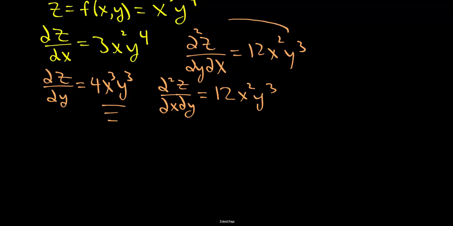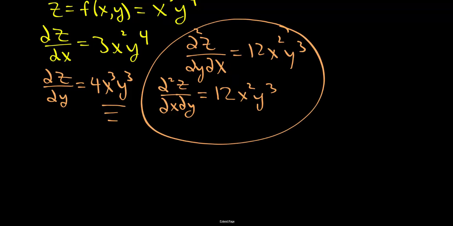Now, you'll notice that these two look the same. So this one up here was xy, and this one here was yx. And they're the same. That's one of the properties of these mixed partials. You're going to get the same thing whether you differentiate with respect to x first or with respect to y first. So that's something that we want to keep in mind. It might at times make things simpler for us.